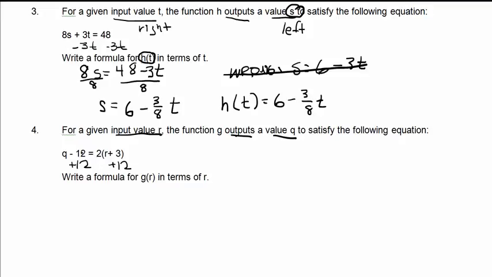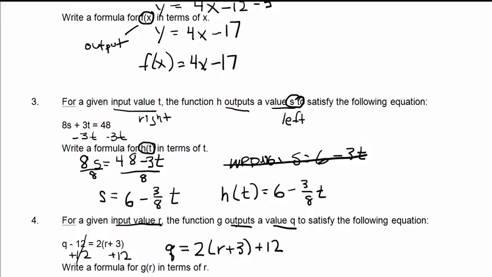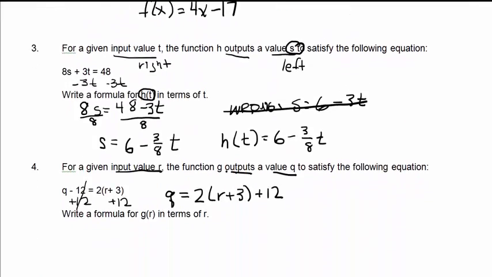So we have some work to do here on the right side of the equation. Obviously, our negative 12 and 12 will cancel. So we have a q on the left side. On the right side, we have 2 parentheses r plus 3 plus this 12. And just like we had in problem number 2, we're going to distribute the value in front of the parentheses times both things inside the parentheses. What this will give us is q equals 2 times r, 2 times positive 3, which is positive 6, and a plus 12. You can add the 6 and the 12 together. They're like terms, so you get q equals 2r plus 18.